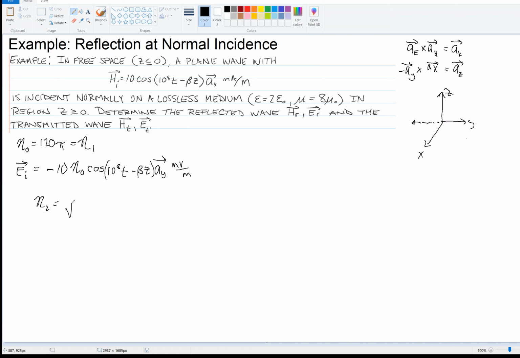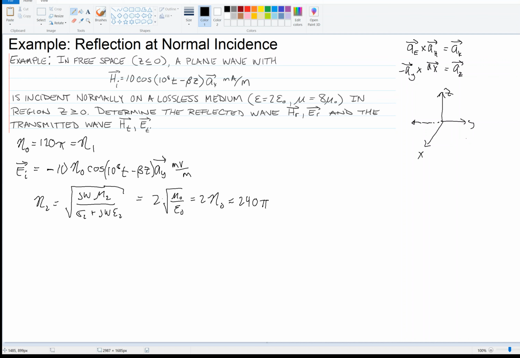Remember our definition of eta was j omega times mu, so I'll put mu 2 there, divided by sigma 2 plus j omega epsilon 2. Remember we've got a lossless medium, so sigma is 0, and then we're given epsilon and mu. If we compute all of that, we see that it is actually 2 times the square root of mu 0 over epsilon 0, which is to say it's 2 times eta 0. In other words, 240 pi.